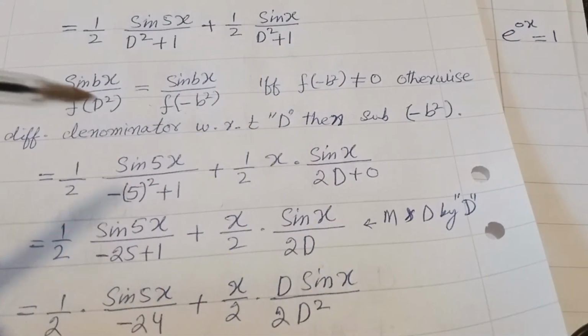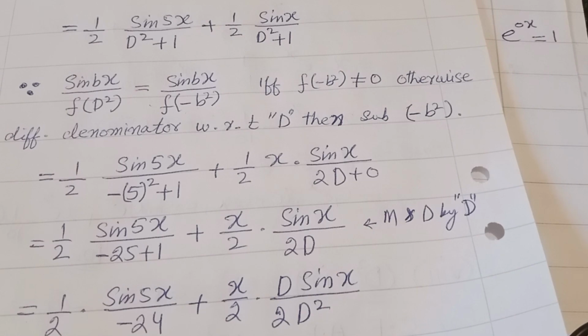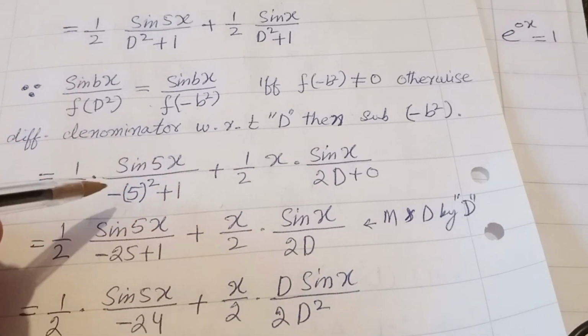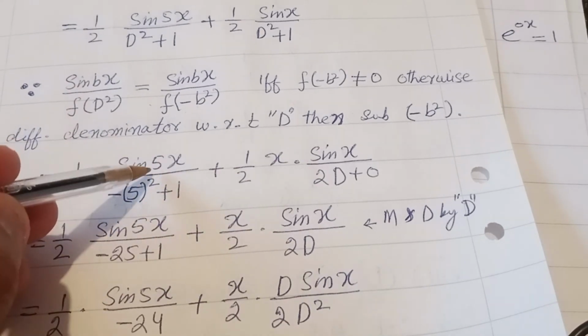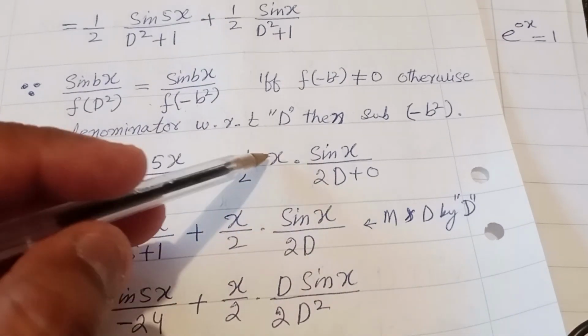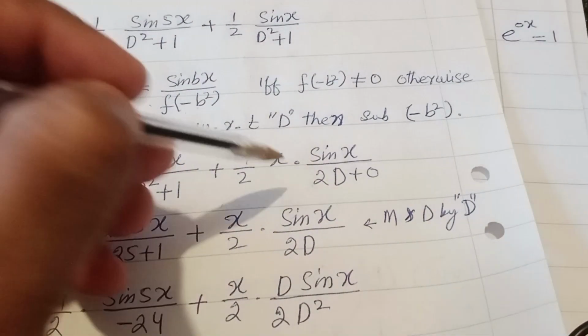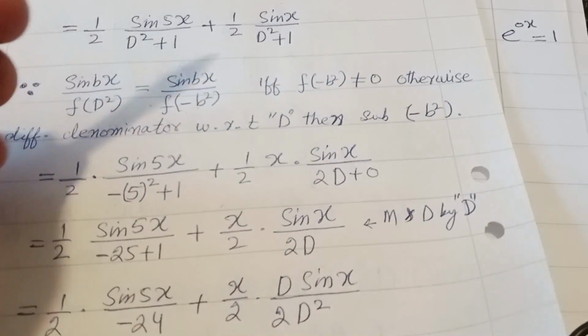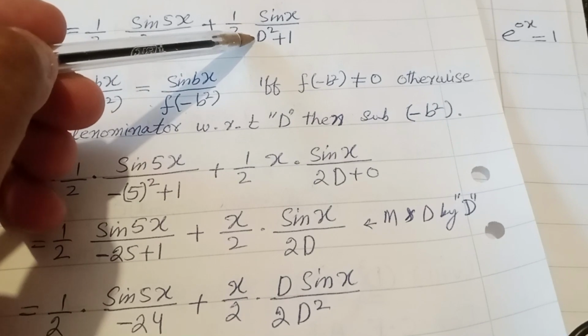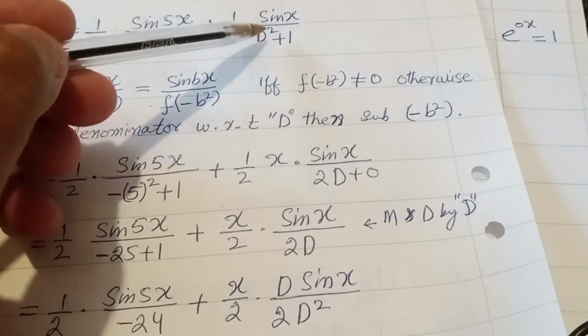Otherwise, we will differentiate the denominator and proceed toward the solution as we have discussed previously. So we will write here 1 upon 2 times sine 5x upon minus b square, if the value of b is 5, plus 1 plus 1 upon 2 x times minus y. We are differentiating this one because here the value of b is 1. So when you will substitute here minus 1, that will be minus 1 plus 1, 0.